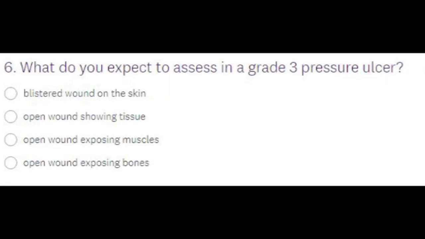Sixth question. What do you expect to assess in a grade 3 pressure ulcer? Options are option A, blistered wound in the skin. Option B, open wound exposing tissue. Option C, open wound exposing muscles. Option D, open wound exposing bones. What do you expect to assess in a grade 3 pressure ulcer? Option B is the right answer. Option B, open wound exposing tissue.